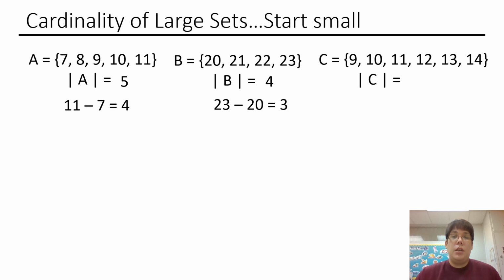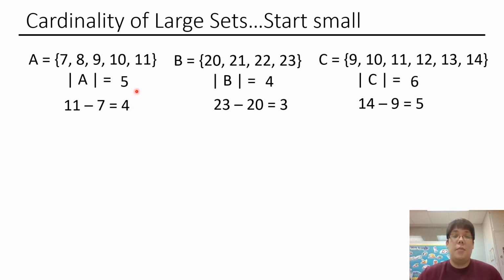Okay, so then let's look at set C, which has the numbers 9 through 14 in it. You can count those up pretty quickly and see that the cardinality is 6. And again, if we subtract the first number in the set from the last number in the set, that operation will give you 5. So notice how each one of these, 5 as compared to 6, 3 as compared to 4, 4 as compared to 5, there is a pattern there.